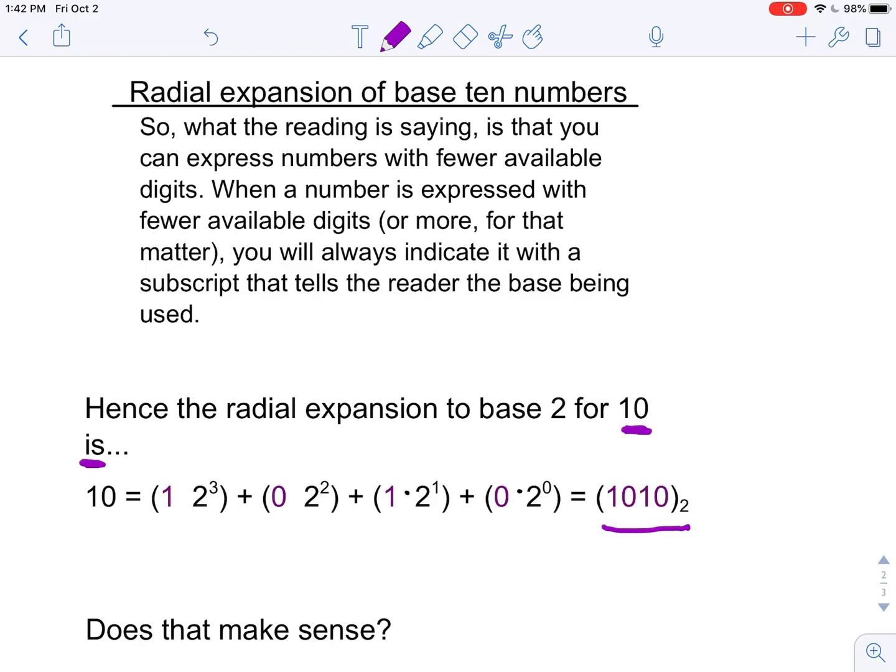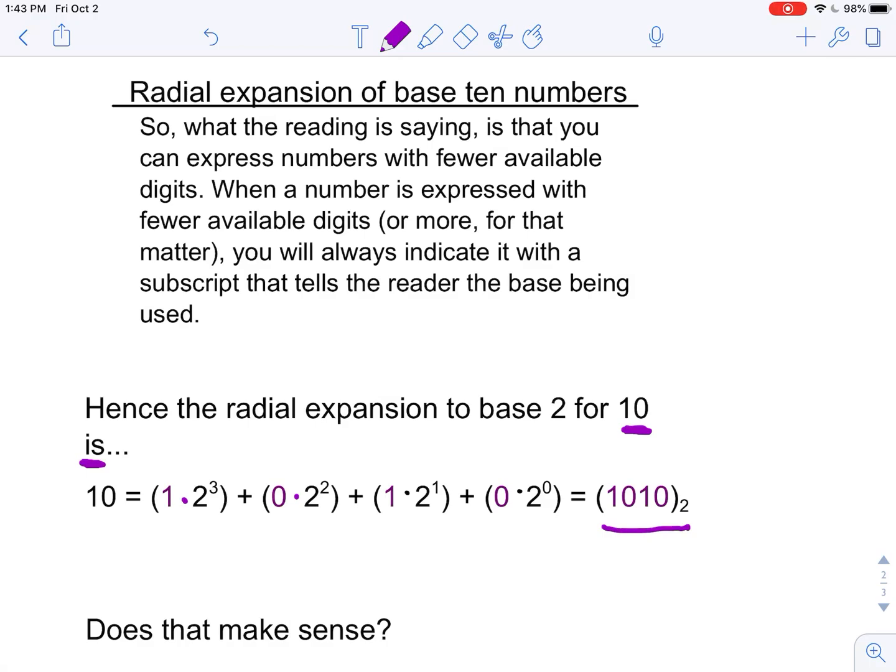So we're expressing the number with the fewest available digits. When a number is expressed with fewer available digits, or more for that matter, you'll always indicate it with a subscript that tells the reader the base being used. So in this case, with the 10, you may look at this, and I missed my multiplication signs there.